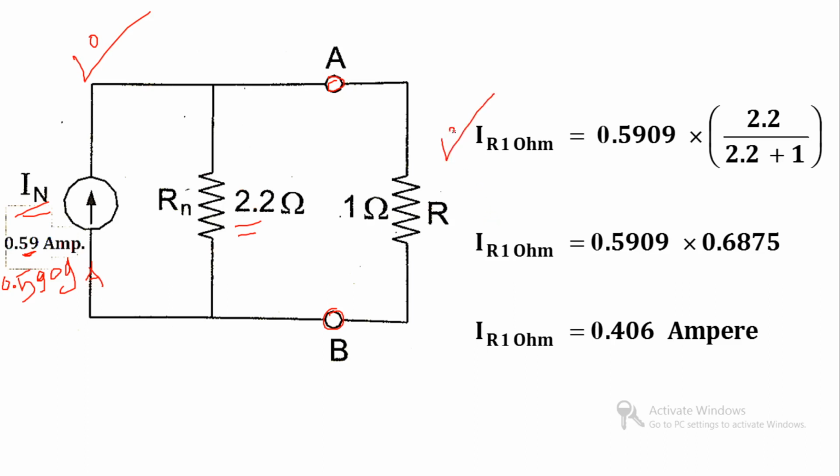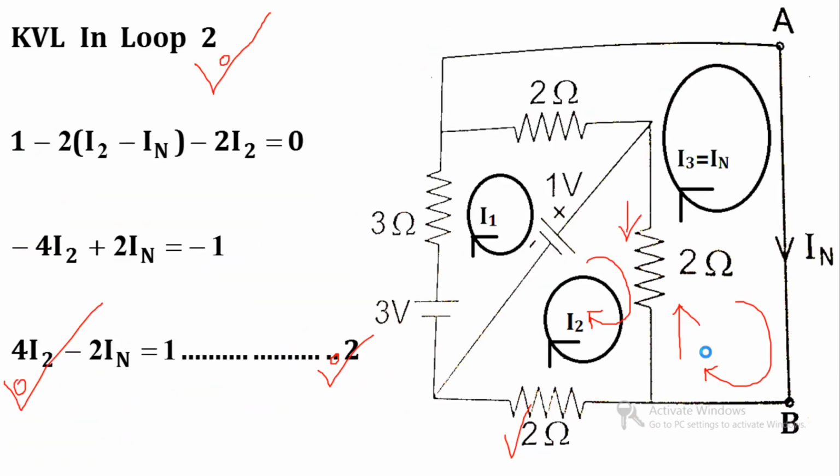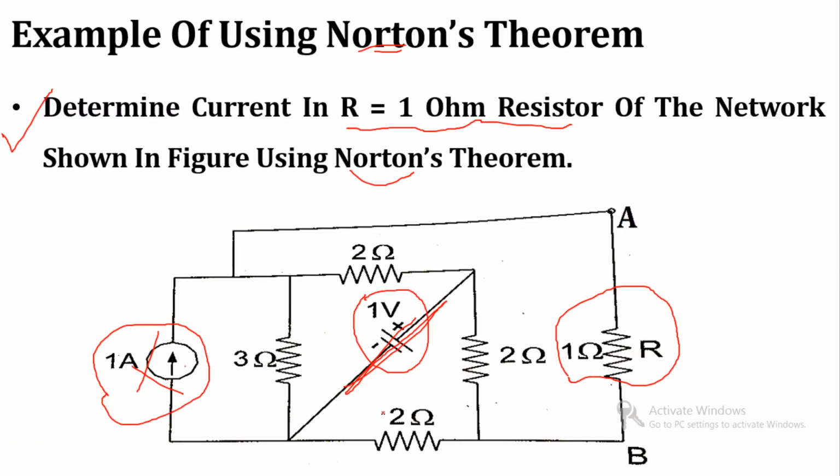So finally, I can write the current through the 1 ohm resistance, that means our load current, is equal to Norton's current, 0.5909, multiplied by Rn, that is 2.2 ohm, divided by Rn plus RL, 2.2 plus 1. So that is equal to 0.5909 times 0.6875, and the final answer is equal to 0.406 ampere. So this is the way to solve the network by using Norton's theorem.